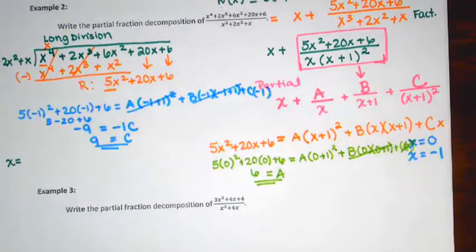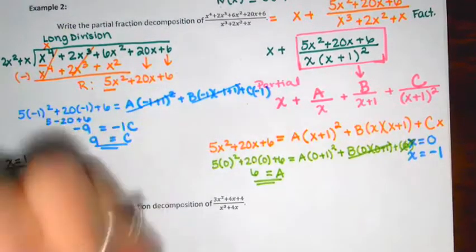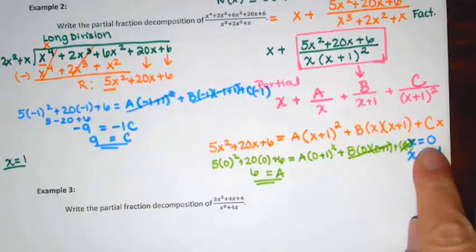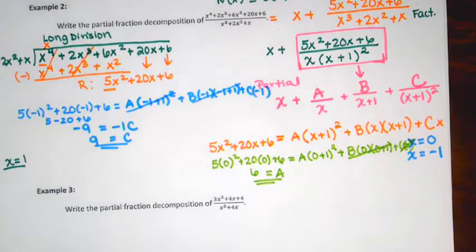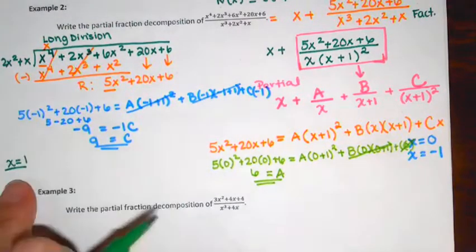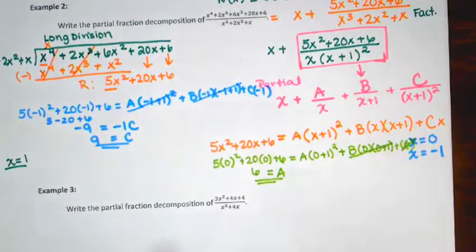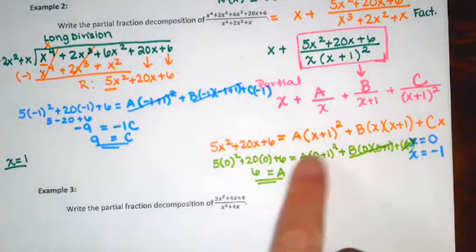2, 1 or 0. We can't do 0, because we already did 0. I'm going to choose 1 because I like multiplying by 1 better than 2, to be honest. So let's just choose X equals 1. It doesn't matter, okay? Let's plug in everything we know.